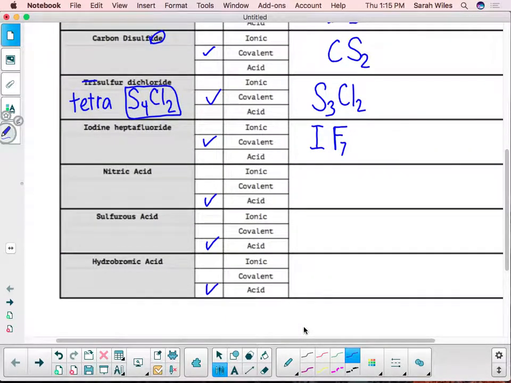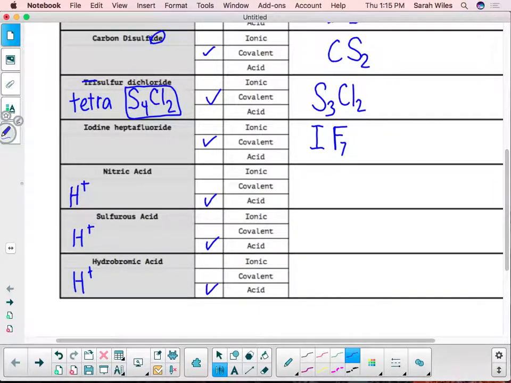Nitric acid, sulfurous acid, hydrobromic acid. Acids have 2 things. If they have hydro, they're an element. If they don't have hydro, they're polyatomic ions. All acids start with H. So it's exactly like ionic bonding, and hydrogen is always our cation. So when you see an acid, put H, and you're going to crisscross just like ionic bonding.